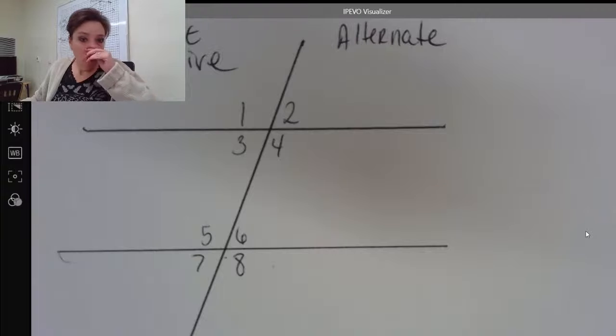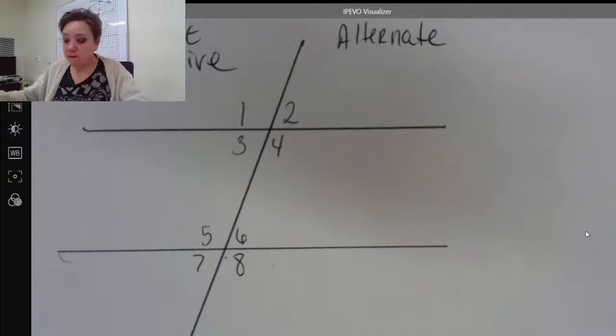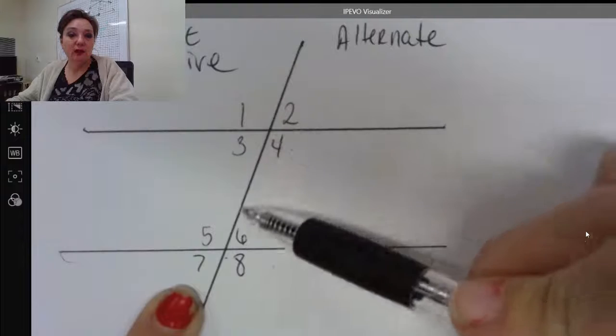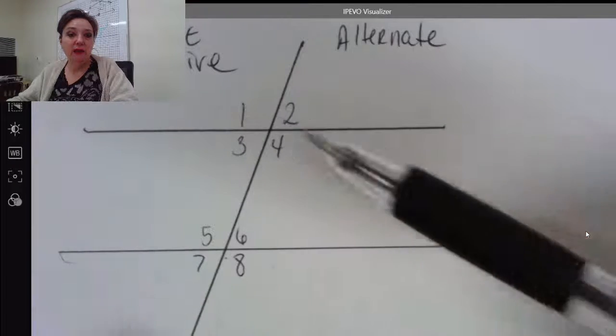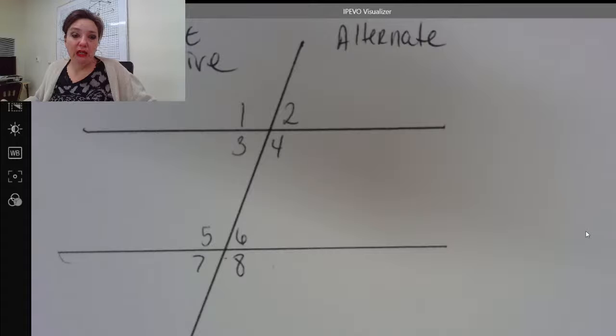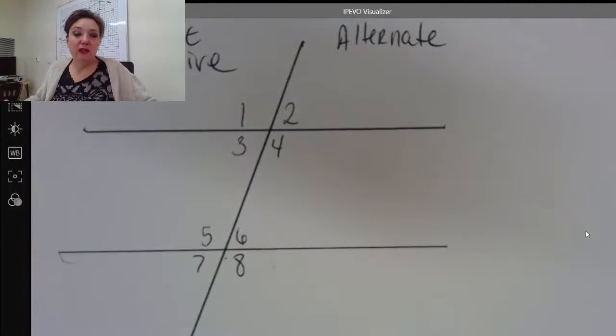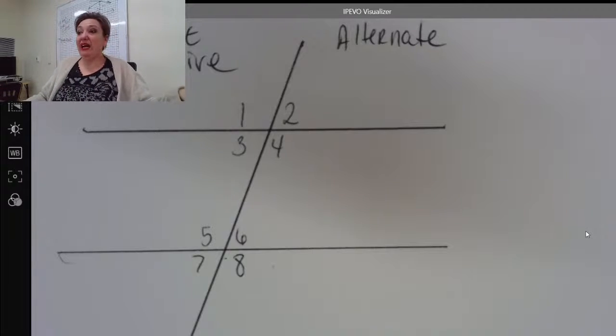So like 1 and 7, what would you say they are? Alternate. Now remember, we're talking about this line right here. Of this line, are they same side, right? What about 3 and 6? Alternate. What about 5 and 7? Same. What about 2 and 5? Alternate. Now, some of those that I named don't really have a relationship, but we're going to talk about that in a minute. I just wanted to talk about alternate versus same side, okay?